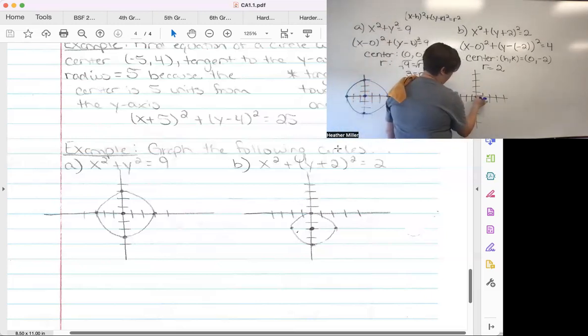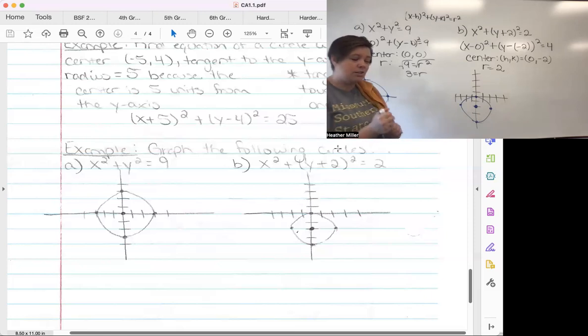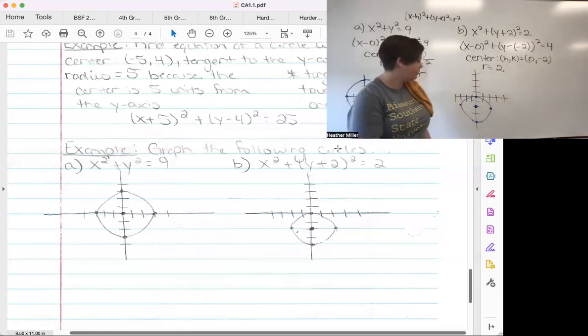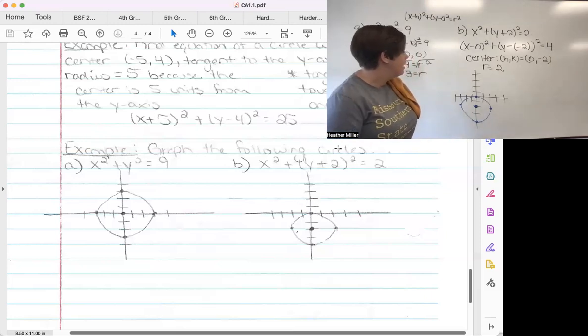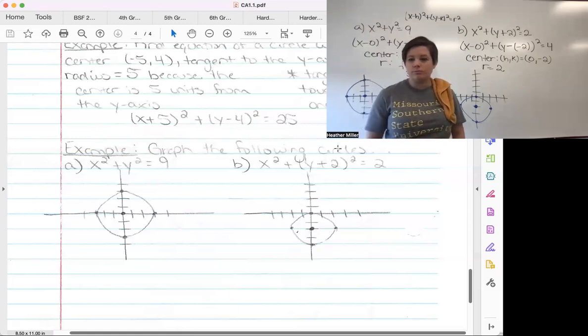So we go up 2, there's a point. We go to the right 2, there's a point. Go down 2, there's a point. And we go to the left 2, there's a point. This one's definitely more oblong, but that's okay, because when you're using MyMathLab, it makes a nice perfect circle for you every time, which is lovely. And that's how you're going to graph using the equations of a circle.